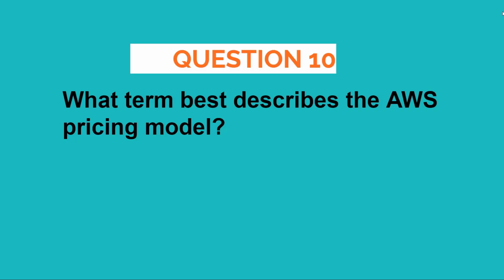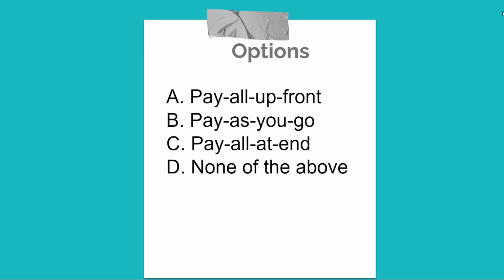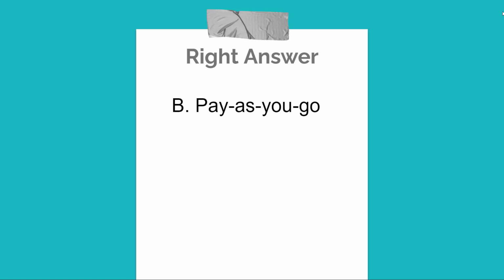Question. What term best describes the AWS pricing model? Option. A. Pay all up front. B. Pay as you go. C. Pay all at end. D. None of the above. Right answer is B. Pay as you go.